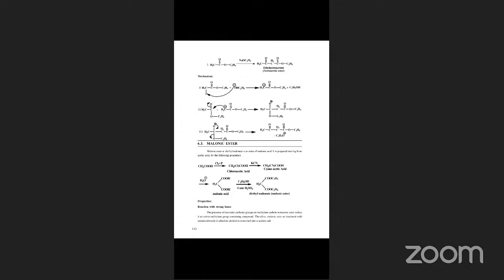2 moles of ethyl acetate condensed in the presence of sodium ethoxide. They give ethyl acetoacetate or acetoacetic ester. This reaction is known as Claisen condensation. Here is the reaction and the mechanism.